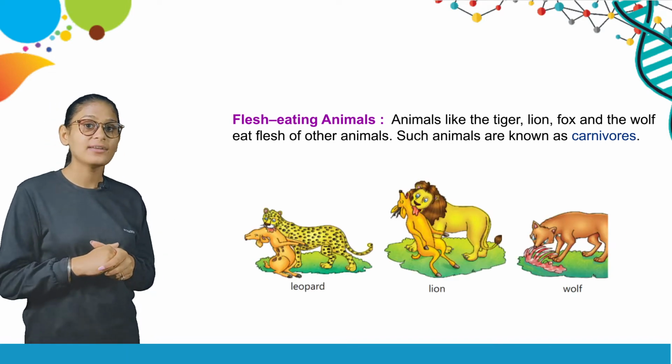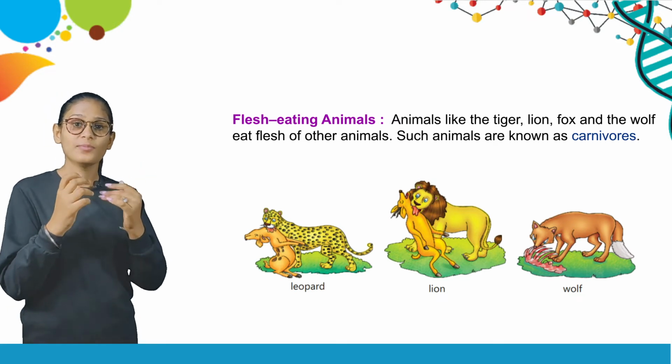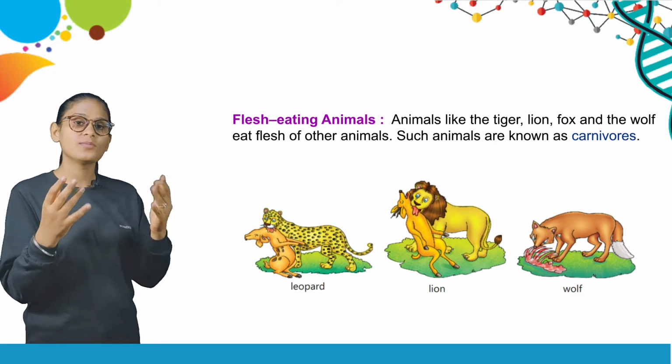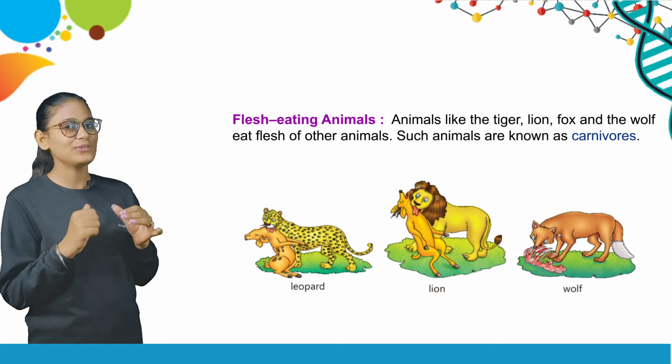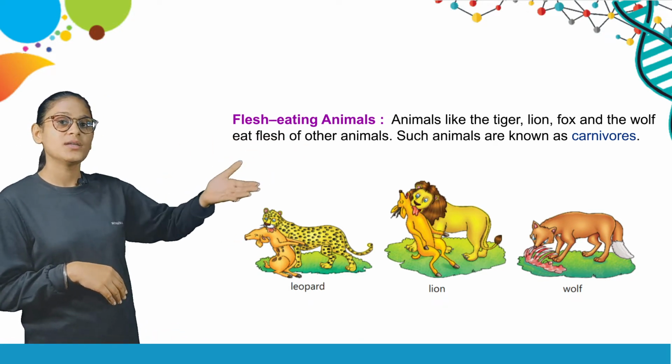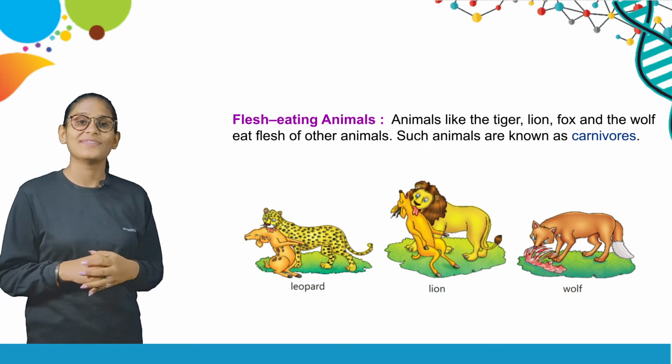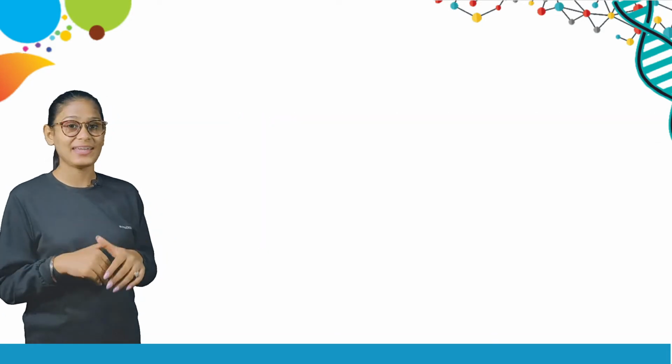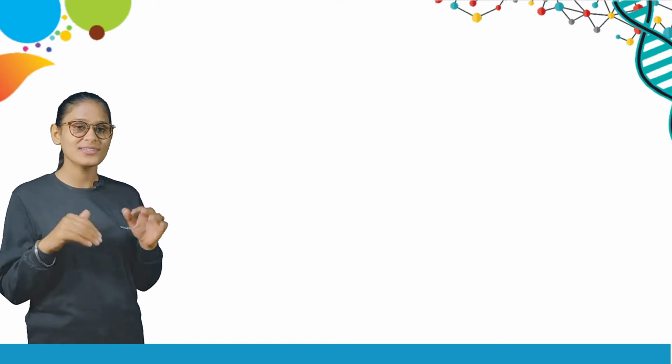You can see that these are the animals. These are the animals that eat other animals, and what do we call them? Carnivores. Look at your picture. Leopard, lion, wolf.